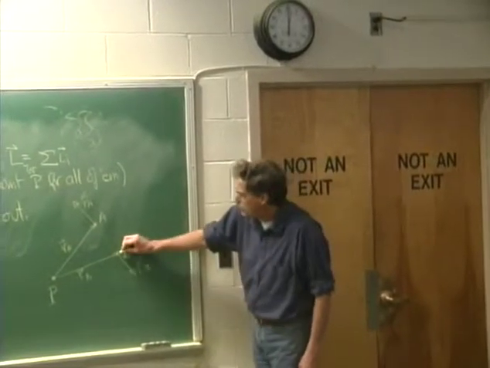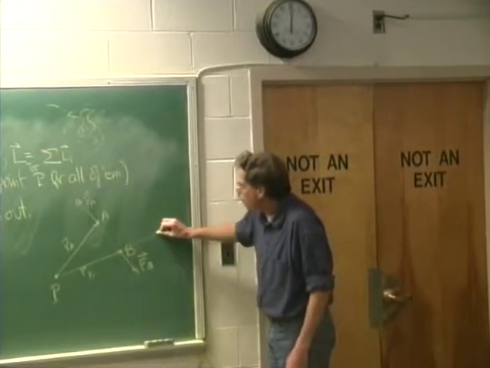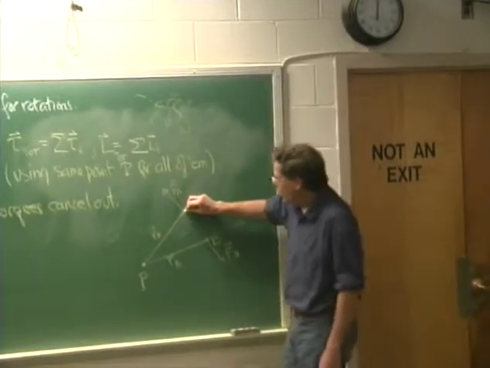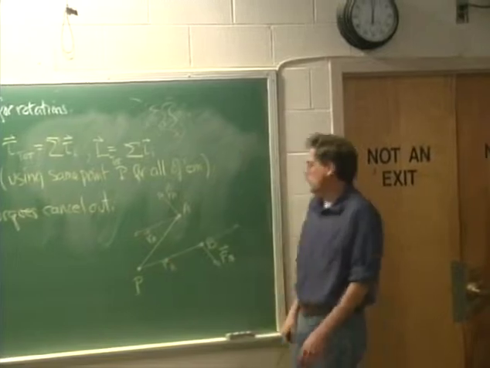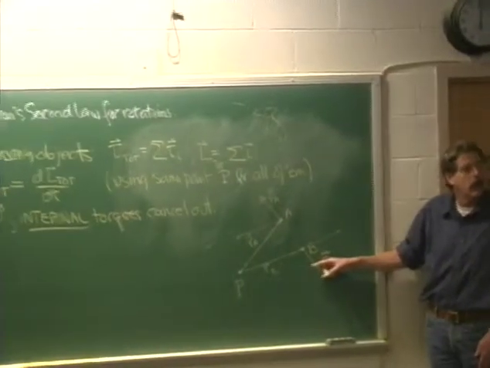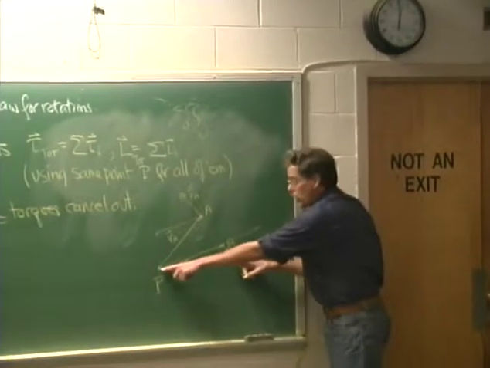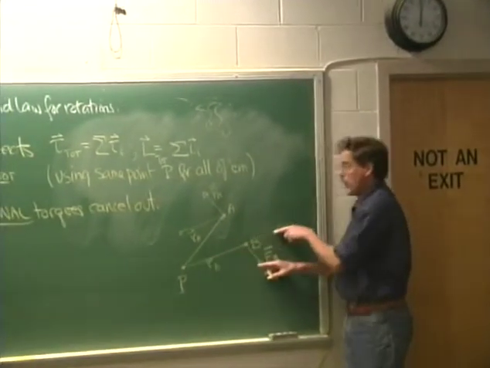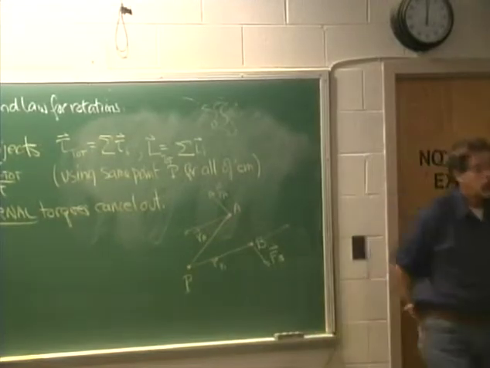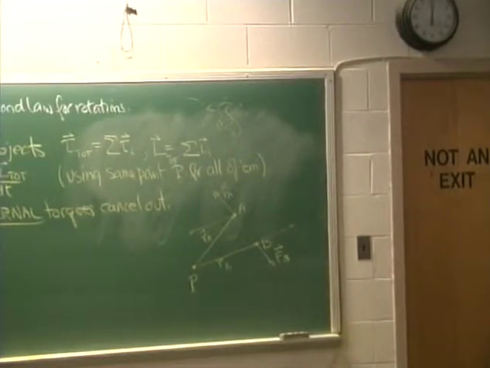I could have a situation like this, where the force on B acted like that, and the force on A was equal and opposite, acted like that. Would those torques cancel out in that case? No, they would not, because the torque on B would be 0. It's acting right through that line. The torque on A is not 0. The lever arm is non-zero.